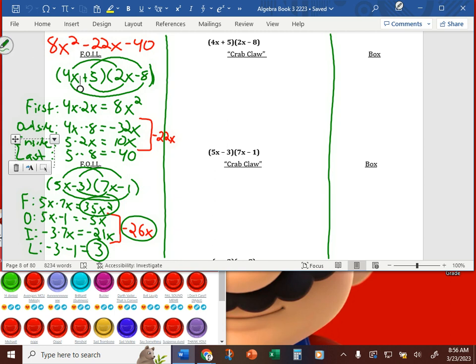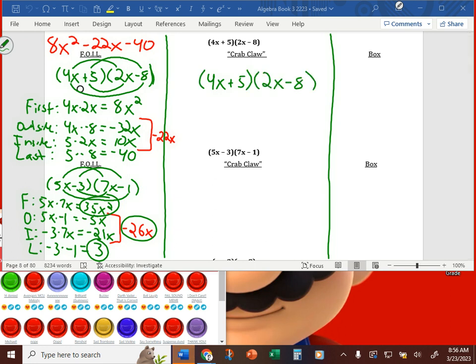Basically the same thing, but we're drawing our lines a little bit different way here. So we're going to start again with that 4x plus 5. I'm going to give myself a little bit more space because with the crab claw, we need that top part there. So 4x plus 5 times 2x minus 8. We're still multiplying the same terms together. We're going to get the same answer as we got here, right? But again, it's just how we draw the lines.